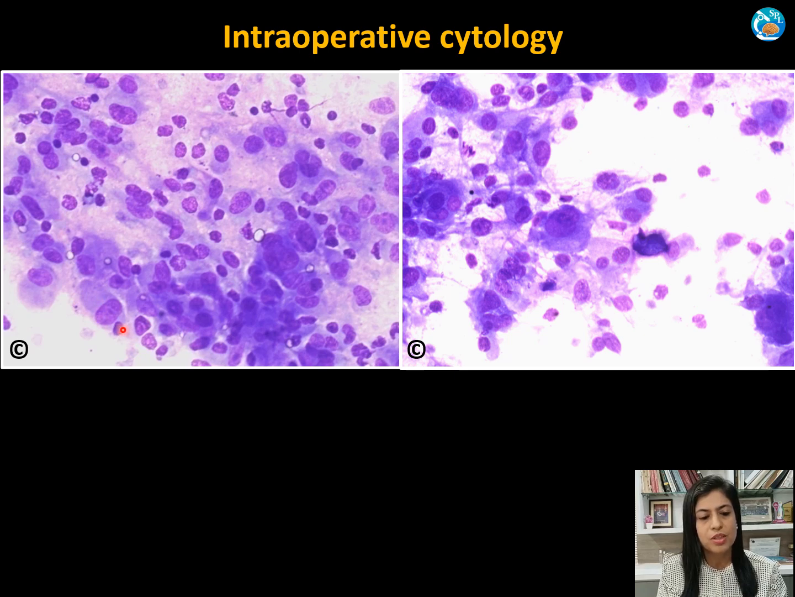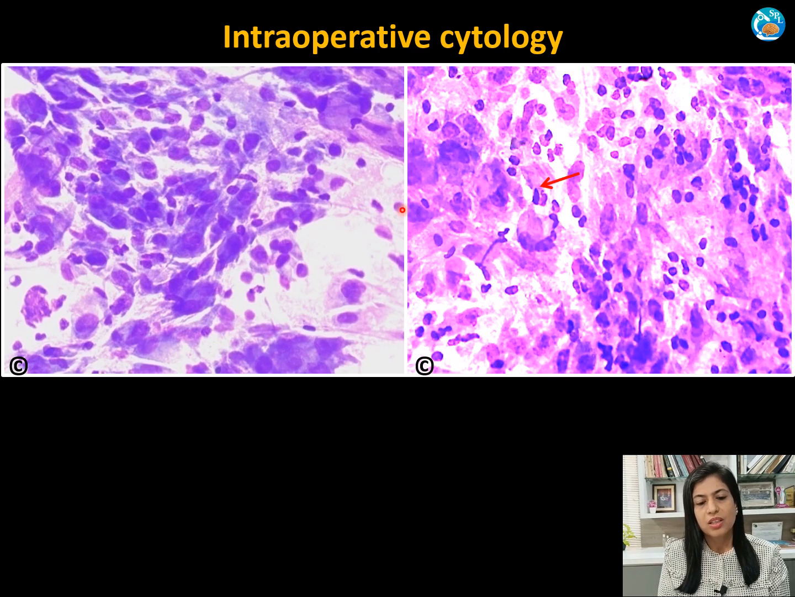The smears showed large plump tumor cells that have eccentrically placed vesicular nuclei. You can see all these are eccentrically placed with distinct nucleoli and abundant glassy cytoplasm. And we can see these hair-like projections from the ganglionic appearing cells.